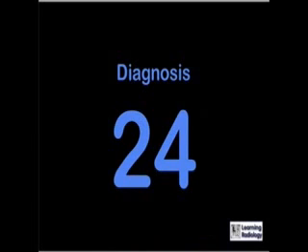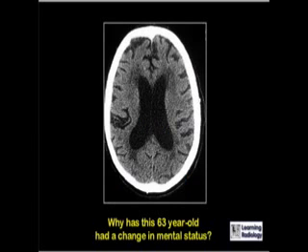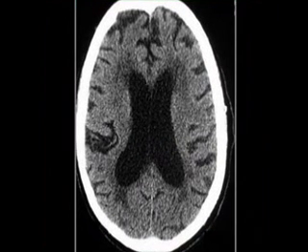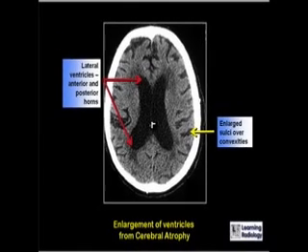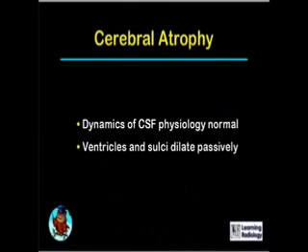Why has this 63-year-old had a change in mental status? In this case, the lateral ventricles are enlarged, but there are also enlarged sulci over the convexities, and this is an example of cerebral atrophy. In cerebral atrophy, the dynamics of the CSF physiology are normal. The ventricles and sulci dilate passively.